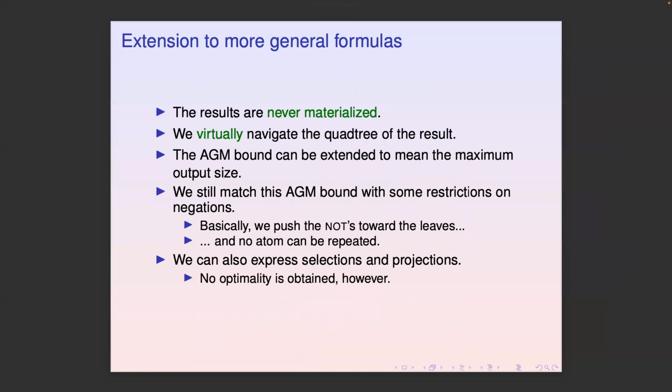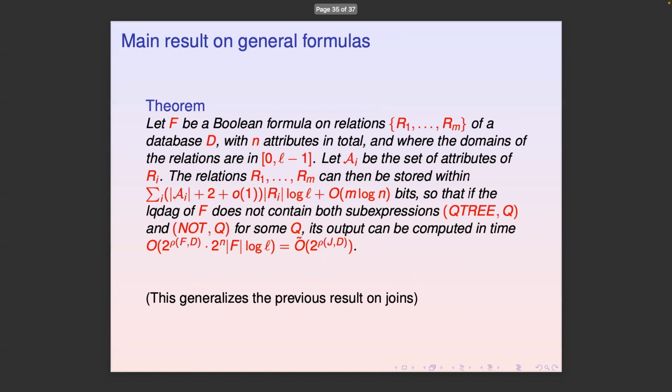And with this, we can prove that, okay, we have to redefine what is the AGM bound, because the AGM bound was defined for joins, but you can easily extend it to mean the maximum output size of your expression on some tables of that size and attributes. And we can still match the AGM bounds for ORs and NOTs, with some restriction that we have to push the NOTs to the leaves, and we cannot have R and not R in the leaves of the expression for the same R, I mean. We can also express selections and projections, but then it's not optimal. So, okay, this is the theorem for general Boolean formulas. And the interesting condition is that you cannot have a sub-expression Q and the negation of Q. Otherwise, it's pretty much the same.